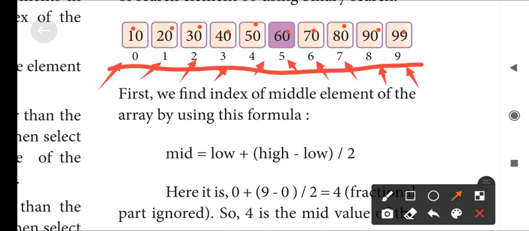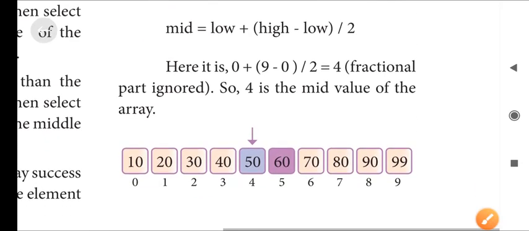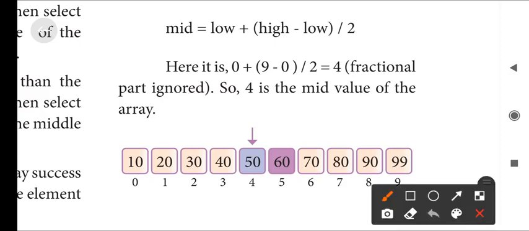First we find the index of the middle element of the array by using a formula. First of all, we find the mid value. What is the formula? Mid equal to low plus (high minus low) divided by 2. I can give another formula, which is very useful and very easy. I think this is very easy for you.